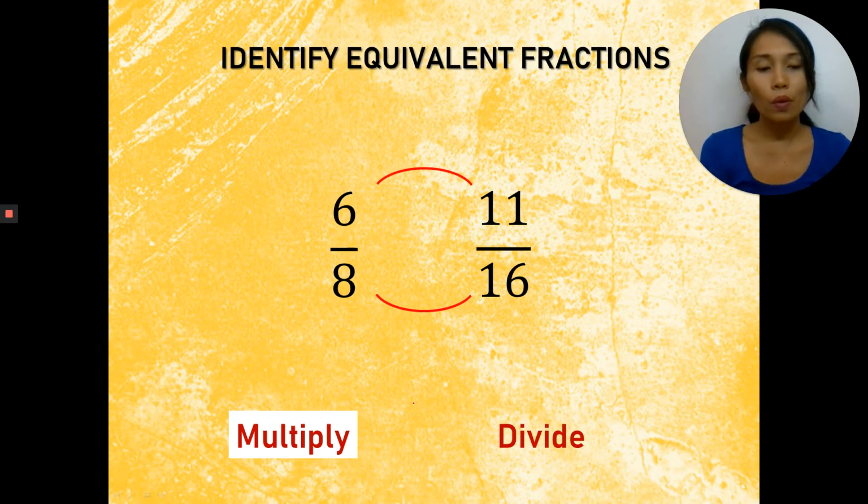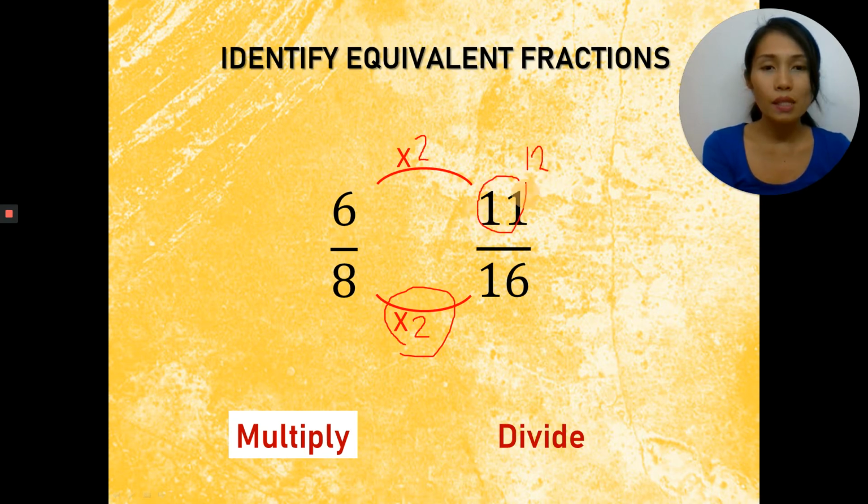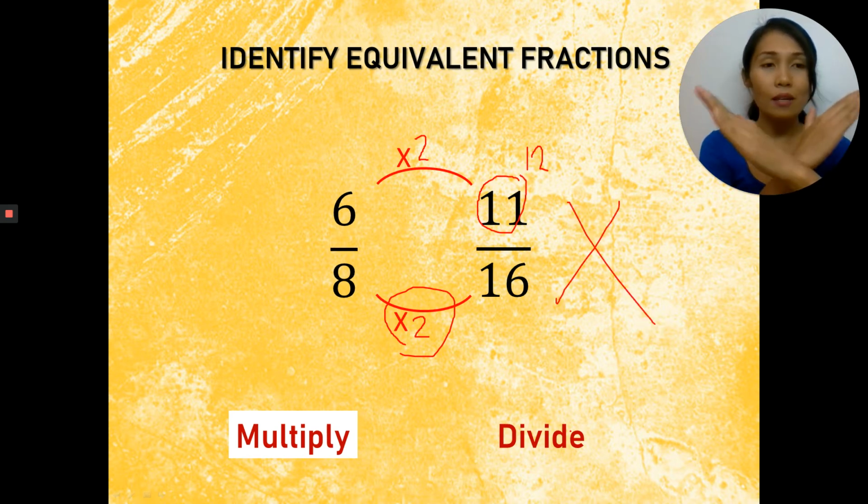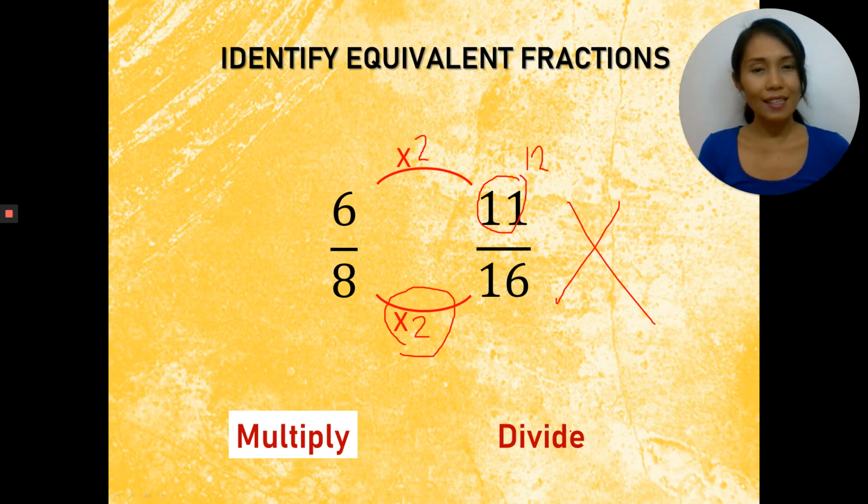So here, what are you going to multiply to 8 to get the answer 16? 8 times 2. Of course, 8 times 2 equals 16. Now, since we used factor 2 here, let's also use factor 2 above. So 6 times 2 equals 12. It's supposed to be 12, but since this is 11, that means 11/16 is not an equivalent fraction of 6/8. Okay, did you get it?